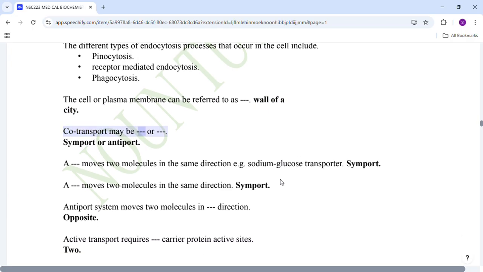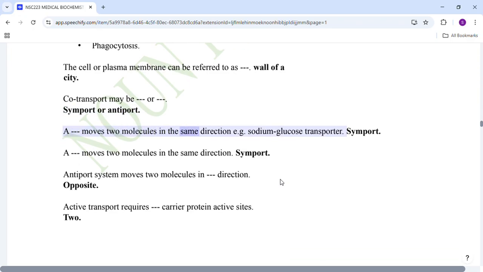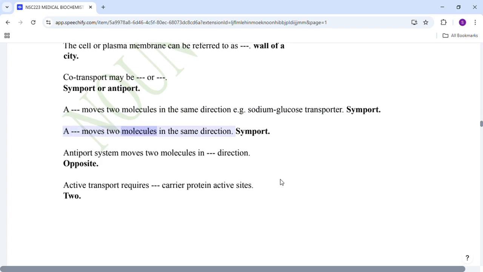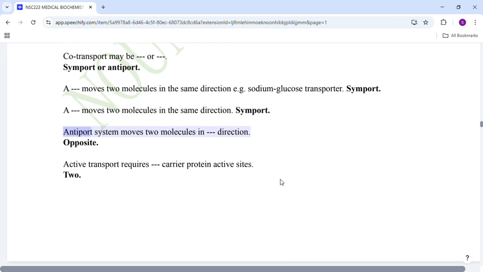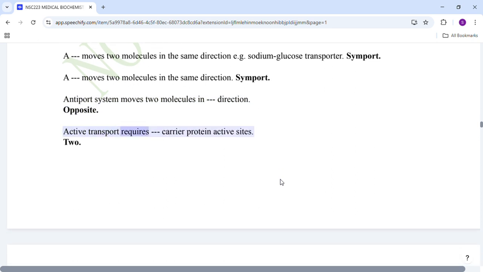Co-transport may be symport or antiport. A symport moves two molecules in the same direction, e.g. the sodium-glucose transporter. An antiport system moves two molecules in opposite directions. Active transport requires carrier protein active sites.